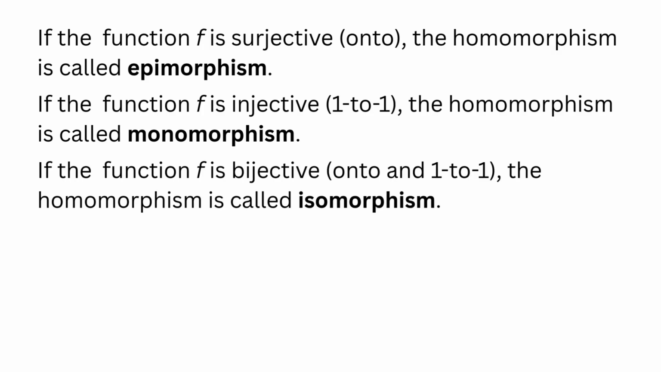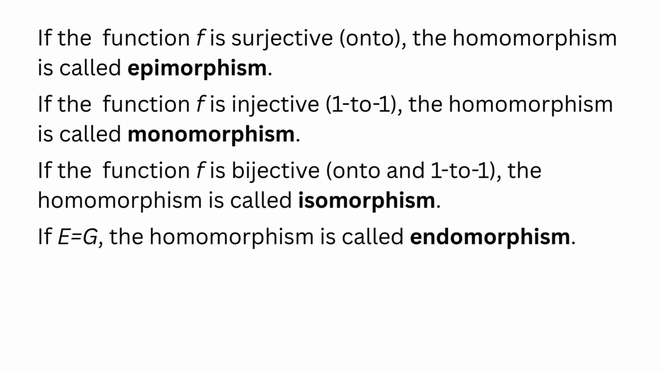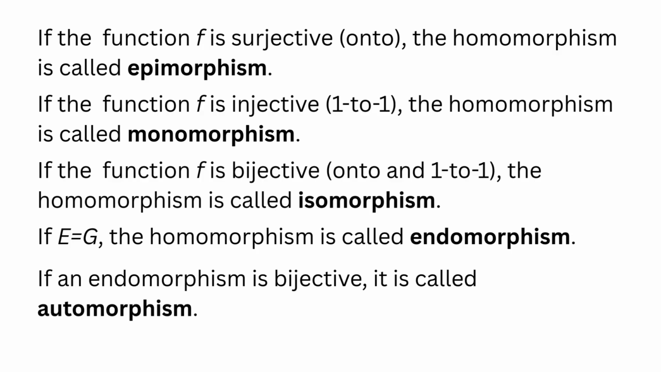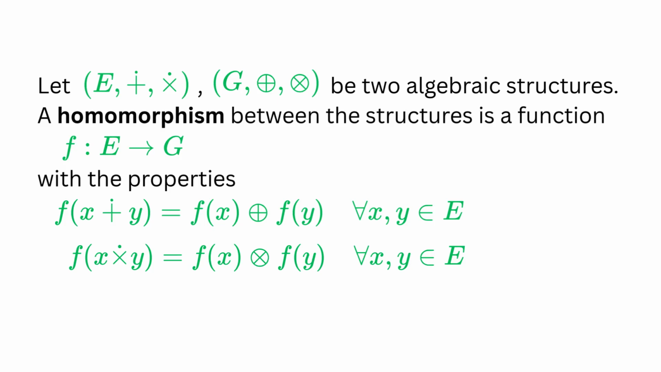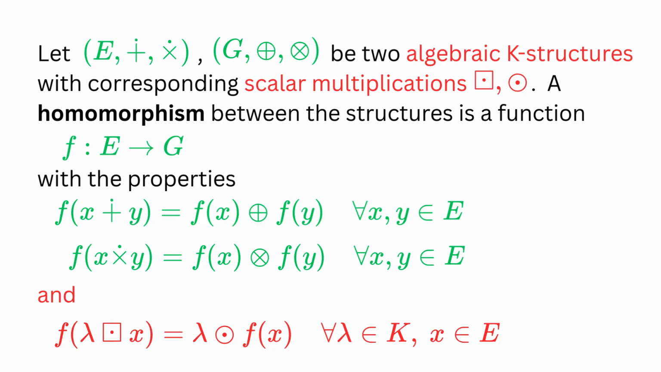If the function f is bijective, the homomorphism is called isomorphism. If the domain and codomain of f coincide, the homomorphism is called endomorphism. A bijective endomorphism is called automorphism. The definition can be transferred to algebraic structures with two binary operations. In this case, both the additive and multiplicative structures obey the homomorphism requirement. Finally, the definition can be transferred to algebraic structures over a ring or field K. In this case, there is an additional condition for the scalar multiplications.